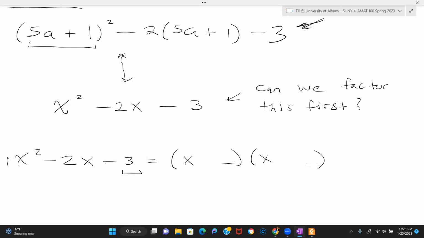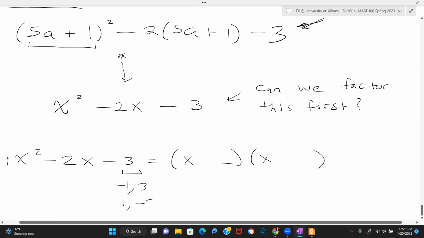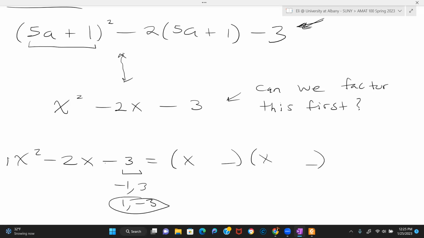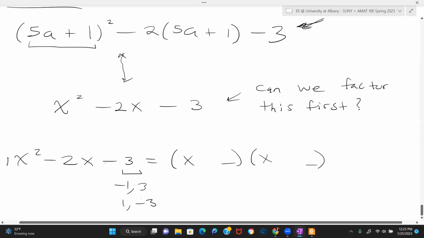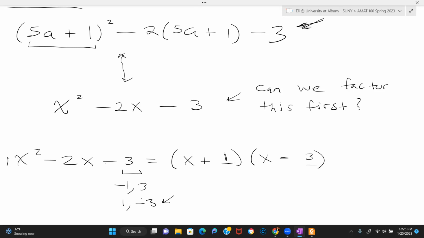But there are only a limited number of factors. It could be -1, 3, or 3, 1, -3. But we need the factorization such that when you sum the two factors, you get this term right here. And this is going to be the right one, because when you do 1 minus 3, you get the -2. So the right factorization is going to be x plus 1 times x minus 3.